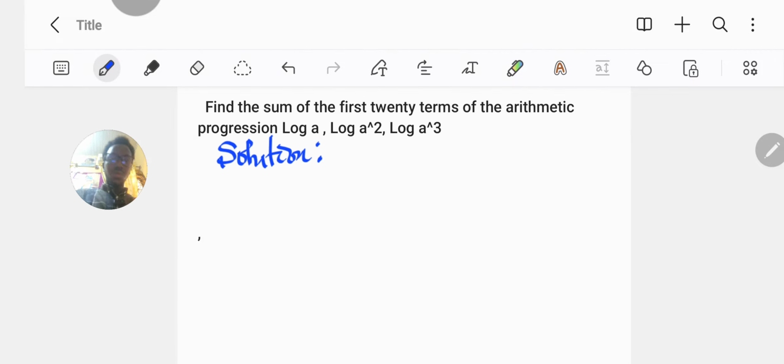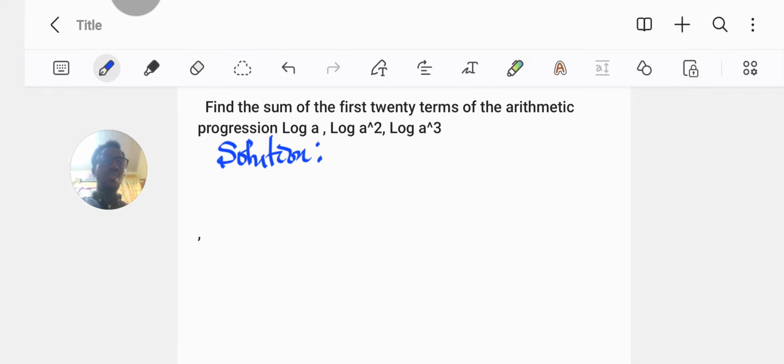All right, so we have a question on AP here. It's a pretty simple question, but we are going to follow the principle that guides arithmetic progression. We've been asked to find the sum of the first 20 terms of the arithmetic progression log a, log a raised to the power of 2, log a raised to the power of 3.